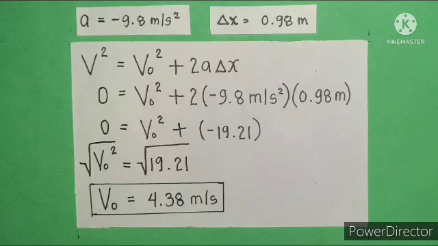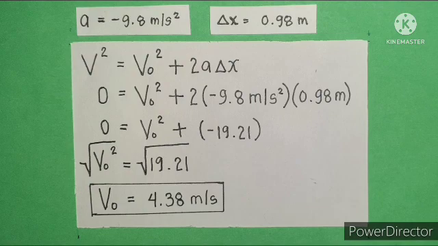For the second trial, the launcher fired at a 70 degree angle and reached 0.98 meter distance from the launcher. So we're going to determine the initial velocity of the ball. We use this formula: final velocity squared is equal to initial velocity squared plus 2 times acceleration times delta x, which is the distance. So we're just going to substitute the values.